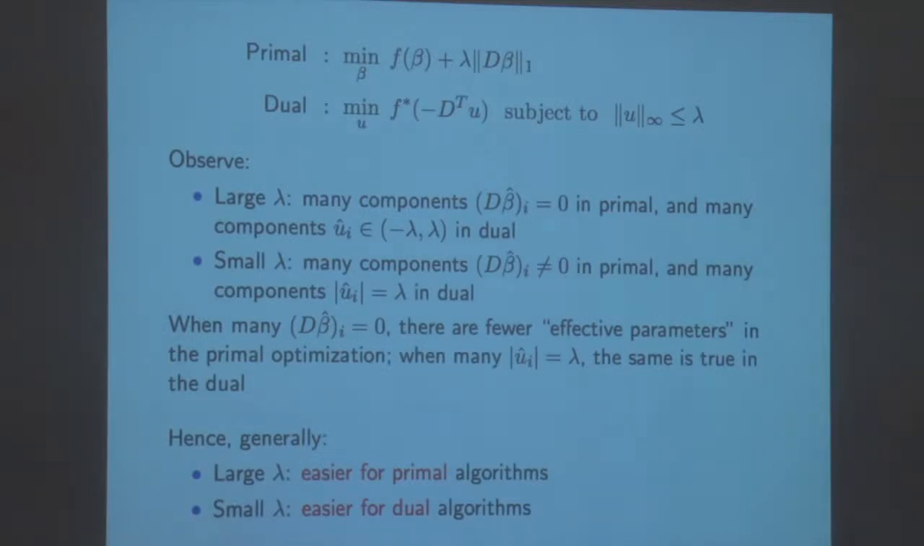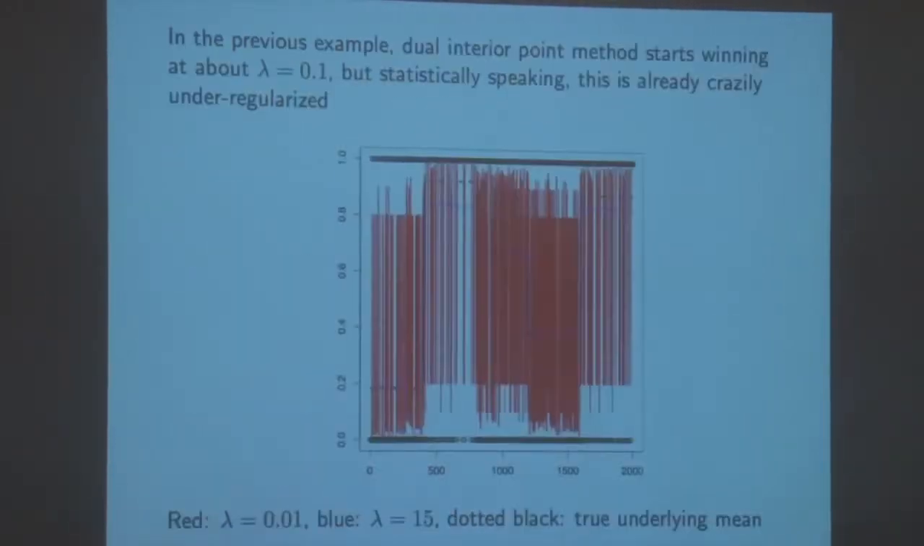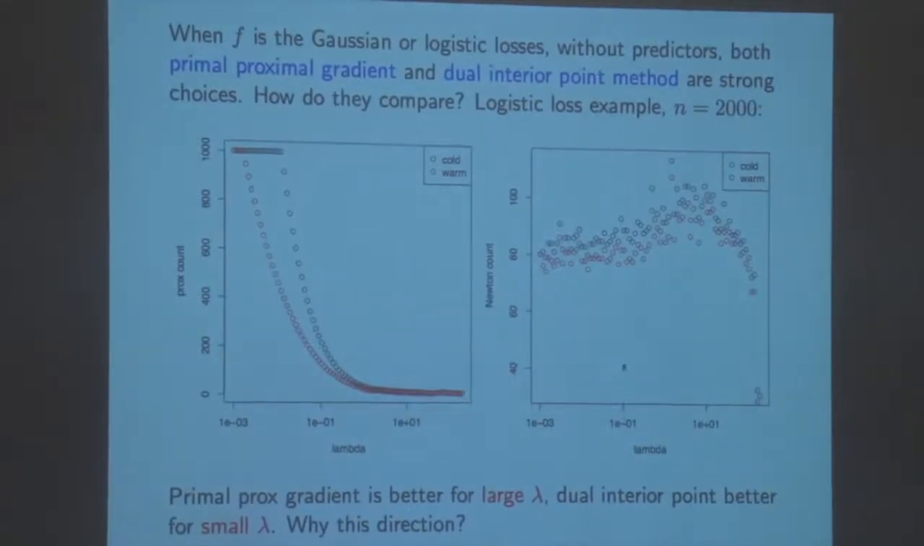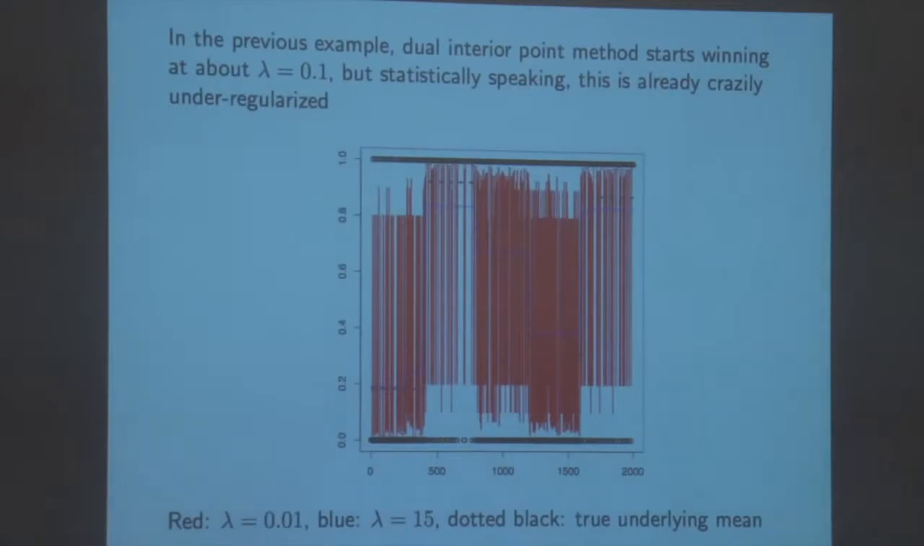That's something to keep in mind in general if you're looking at a regularized problem in the primal or the dual. You'll get a similar phenomenon. In the previous example, we saw that the dual interior point method starts winning at about lambda equals 0.1. It uses fewer Newton counts than the primal would use prox evaluations. The solution at lambda equals 0.1 is this red line here. So you can see that's crazily under-regularized in terms of a valid solution.